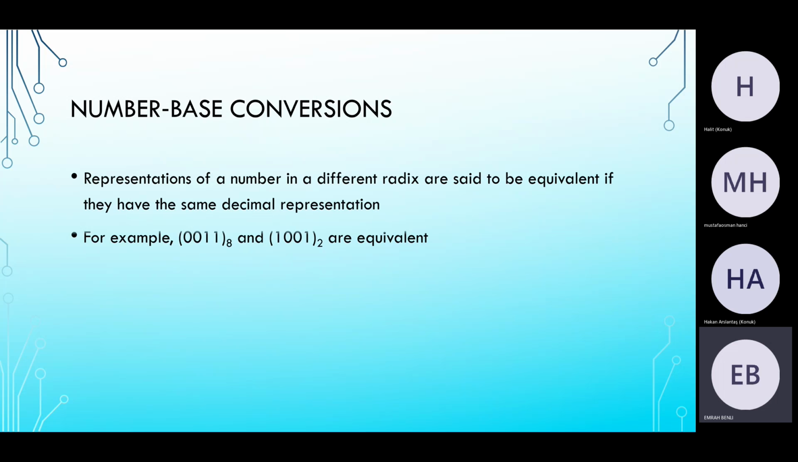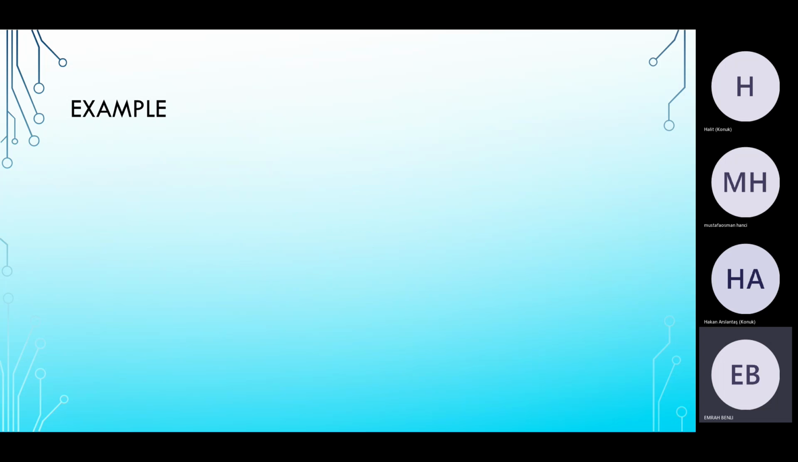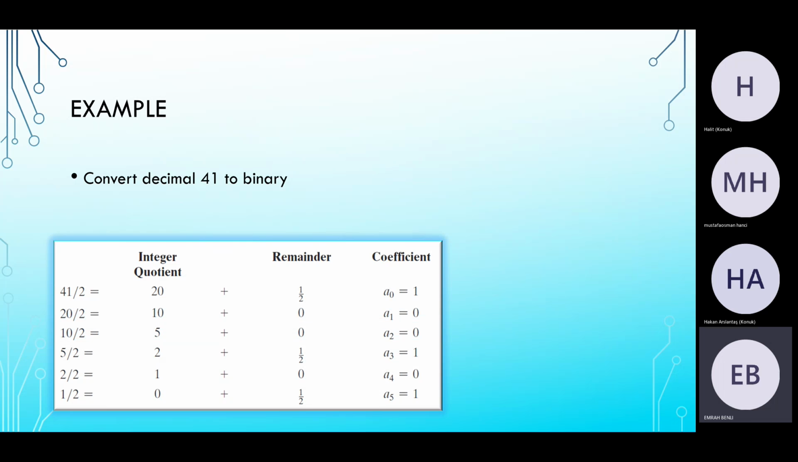Base conversion. So let's say we have base 8 and base 2, these two numbers, and both have decimal value of 9. So they have different radix, but they have equivalent value of 9. So then we say they are equal, and let's convert 41 to binary now.